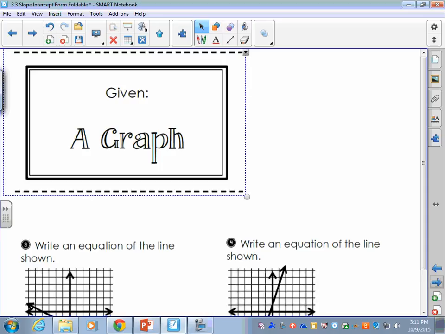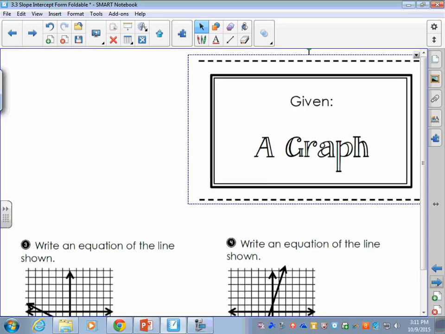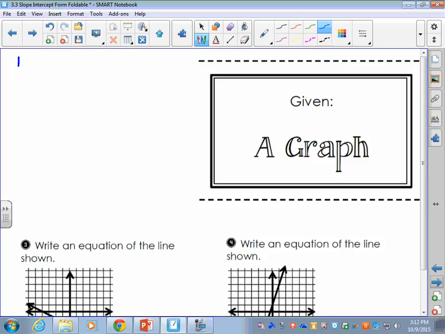For a graph, excuse me, let me move this over. On the graph, there's some steps and things you need to recognize. First, you will need to find your m using your rise over run. Okay? So when you're given a graph, you need to always find your m using rise over run. You could use the formula, but this is the easier way.